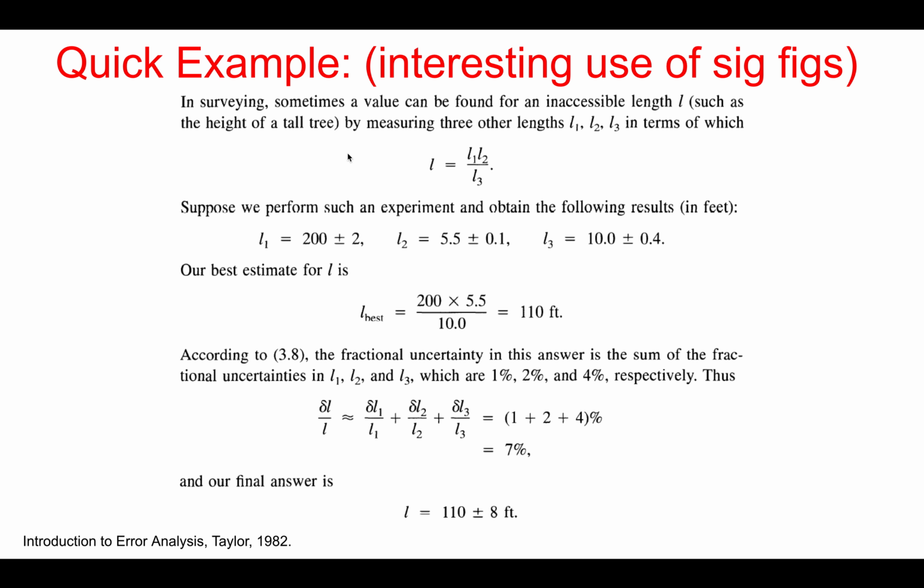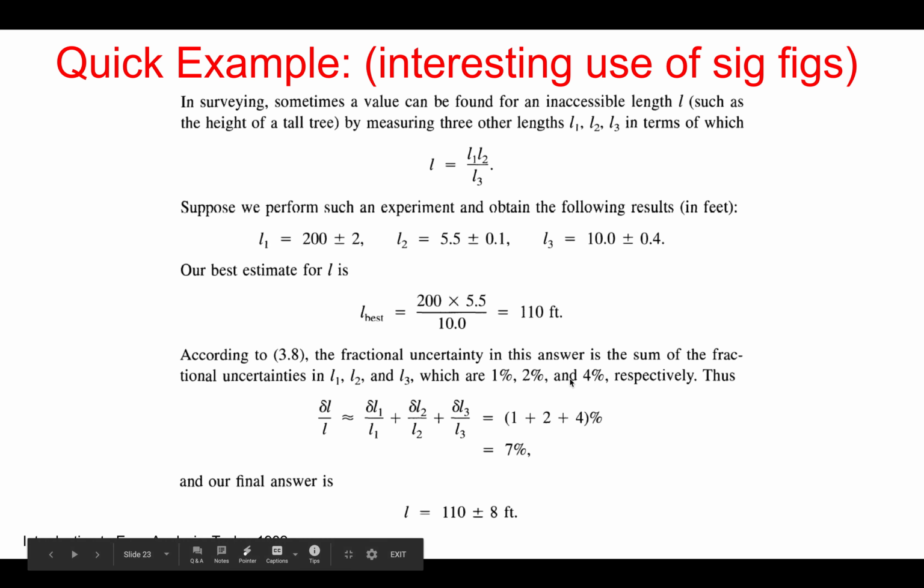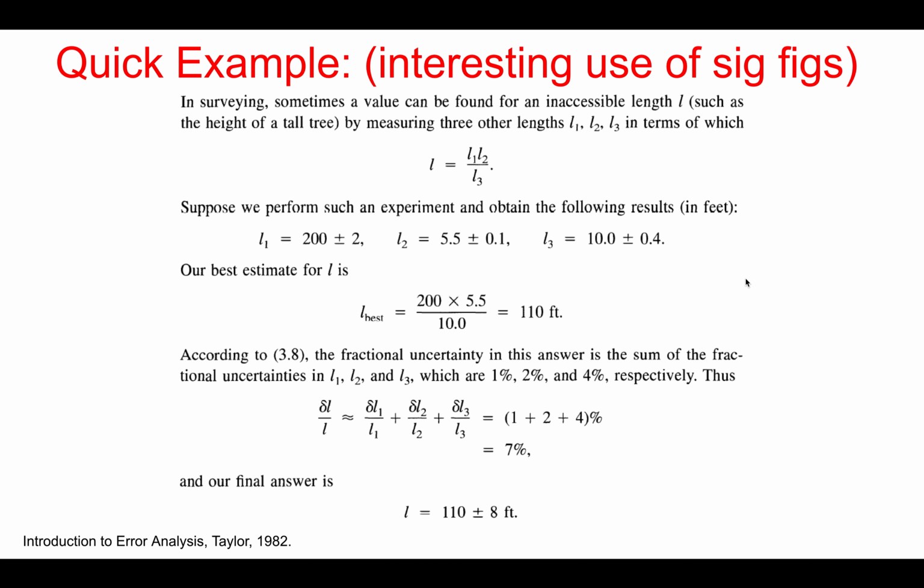So we have this length and this length. Our measurement for the best L is 200 times 5.2 divided by 10, which is 110 feet. Then we propagate the fractional uncertainties. We add the fractional uncertainty in the first one, second one, and third one together, 7%. So our final answer is 110 plus or minus 7% times 110, which is about 8. That wasn't so bad, but try to work this out on your own. This is an important question.